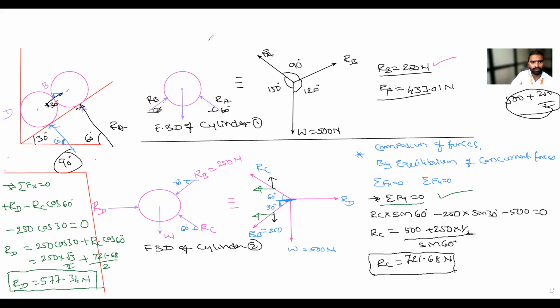So next, what you have to do? You have to write results. What do we write in results? Normal support reactions. So your RA value, RB value, RC value, and RD value. All these answers you have to write. Is it clear, everyone? Yes, sir. Does anyone have a doubt?